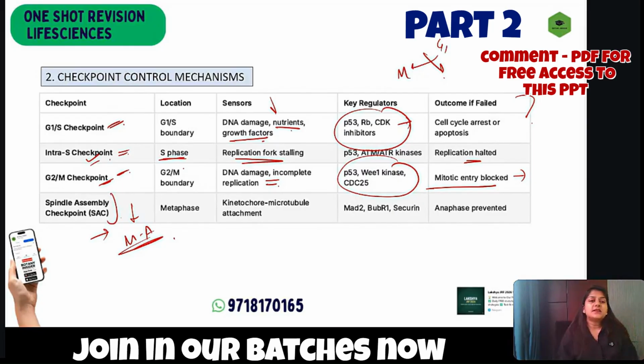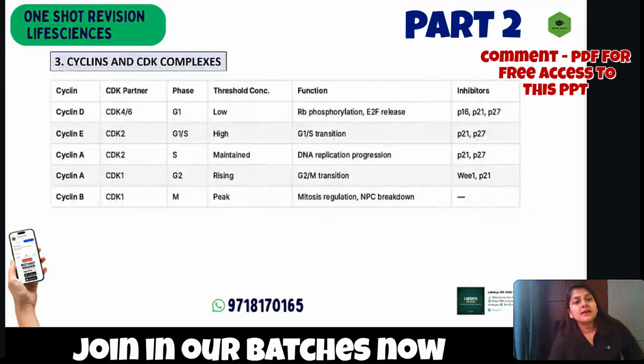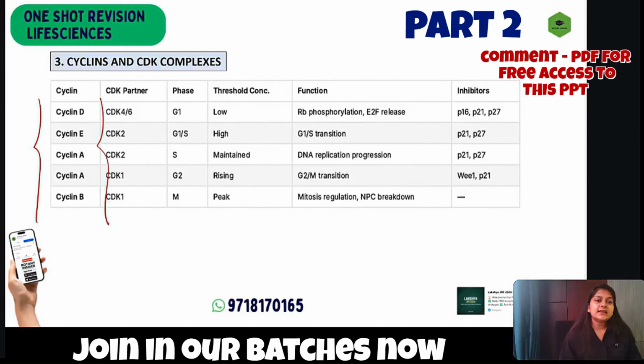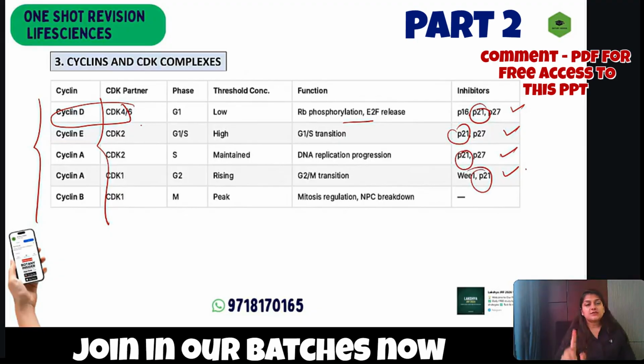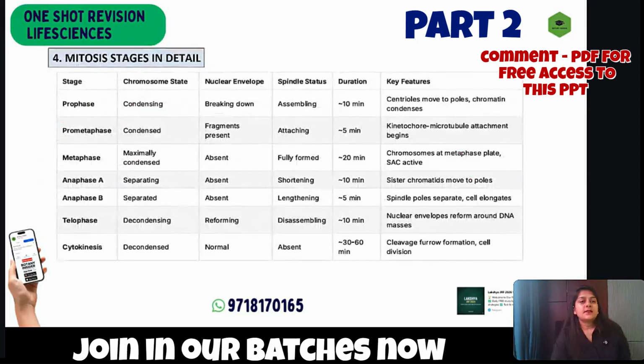Then we have the spindle assembly checkpoint. Location is metaphase, kinetochore microtubule attachment. MAD2, BUBR1, securin, and over here the anaphase gets prevented, right? Then you have various cyclins and various CDKs participating. They make up a complex together and function, and we have the various inhibitors as well. P21, you can see, is an inhibitor in each one of these, because that's very important.